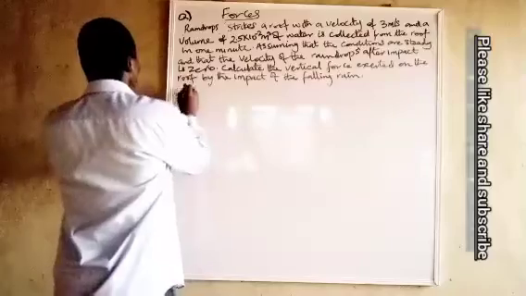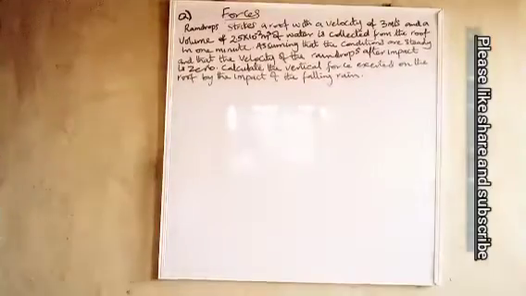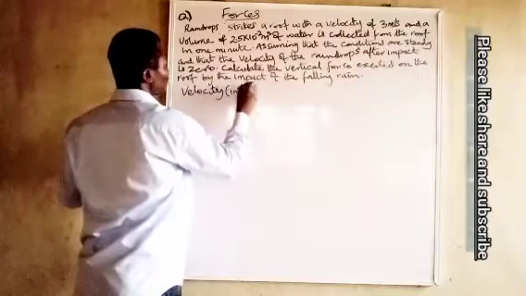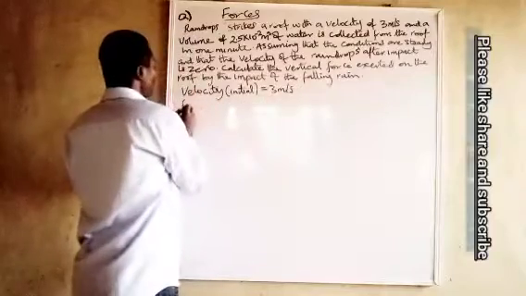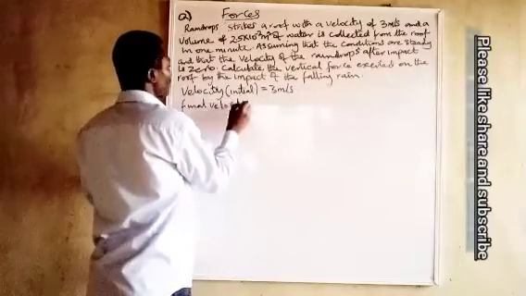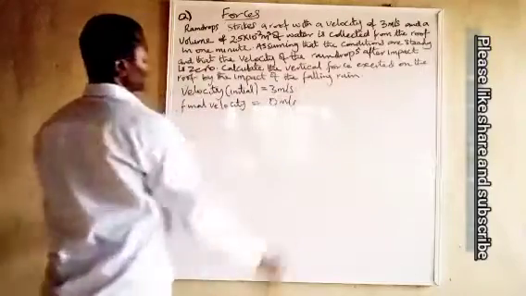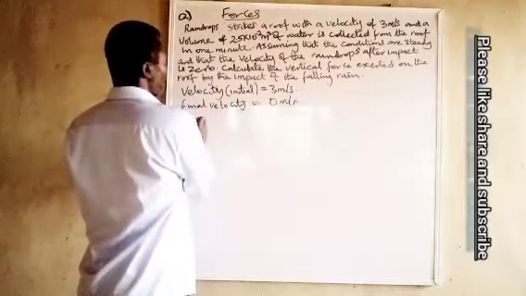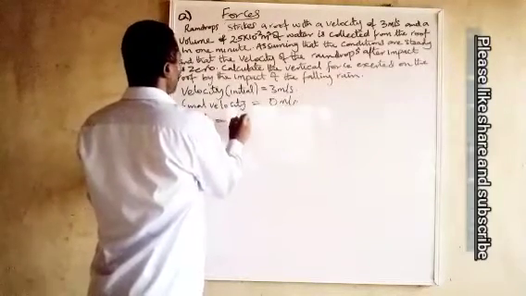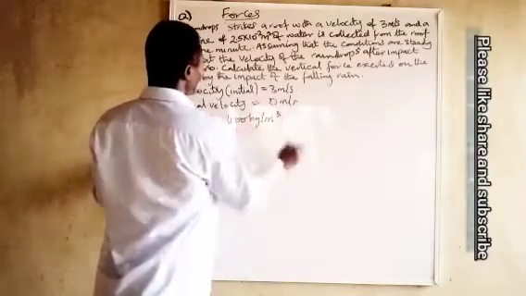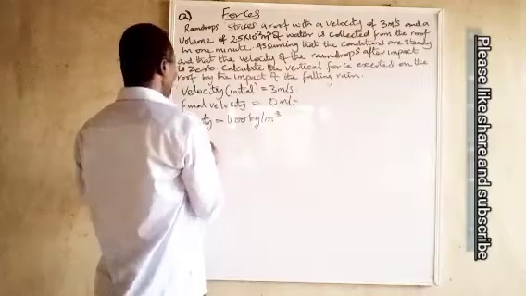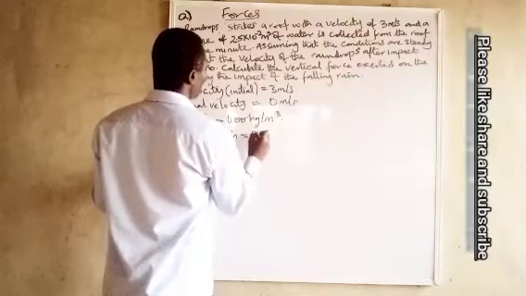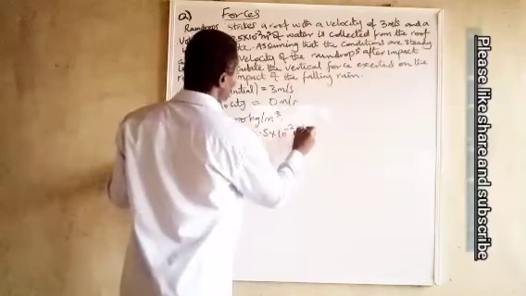We are given velocity. Initial velocity is equal to 3 meters per second. Final velocity is equal to zero because we are told that it becomes zero. The density is equal to 1,000 kilogram per meter cube. I was told that the volume collected per minute is equal to 2.5 times 10 raised to the power minus 2 meter cube.